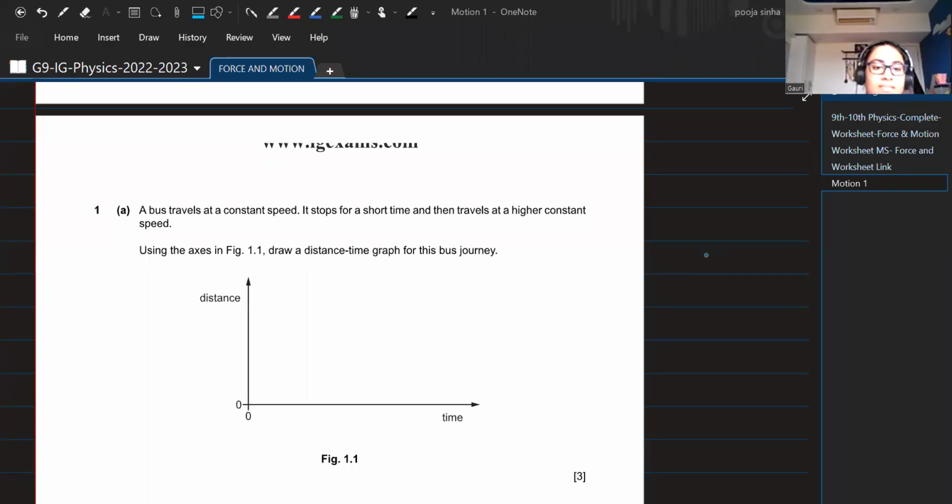Let's read the first question, buddy. A bus travels at a constant speed. It stops for a short time and then travels at a higher constant speed. Using the axes in figure 1.1, draw a distance time graph for this bus journey.